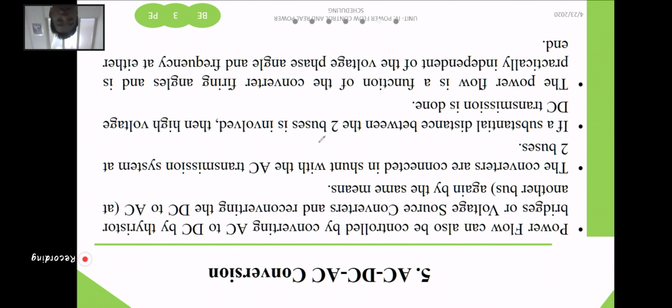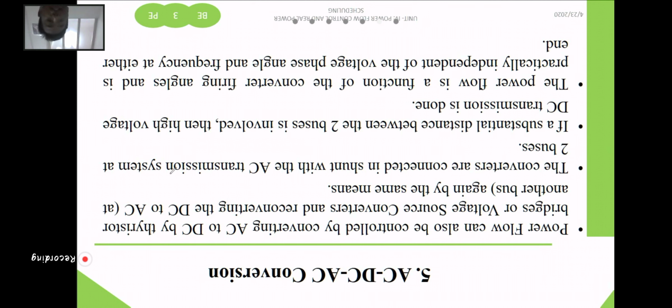But here you have to know that we are employing power electronics devices. When you employ power electronics devices, the cost will be higher. But let's see, this has certain benefits also. So power flow can be controlled by using this AC to DC and DC to AC conversion.